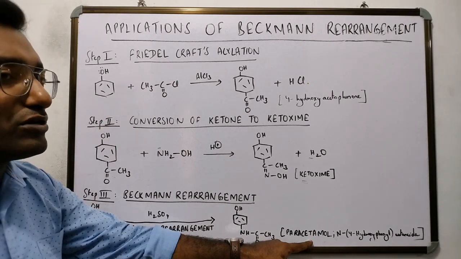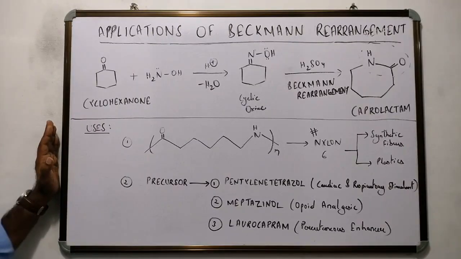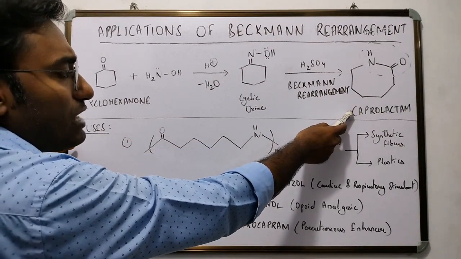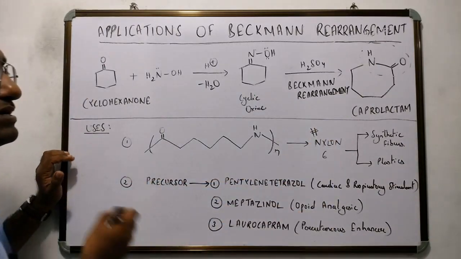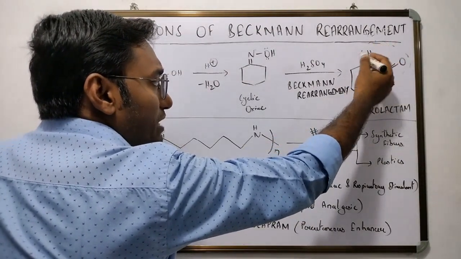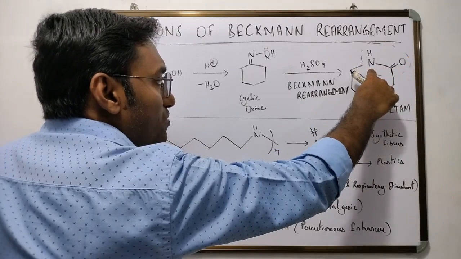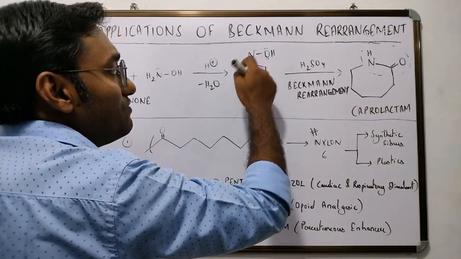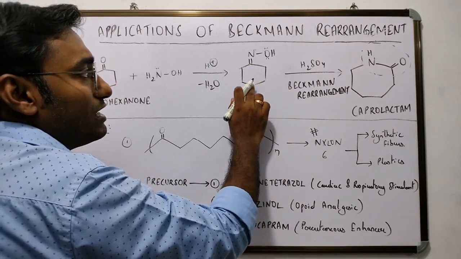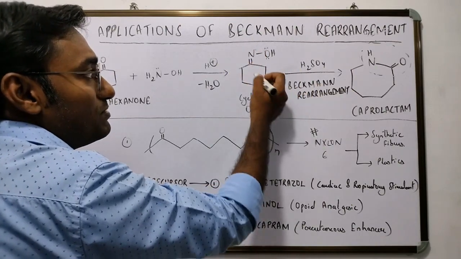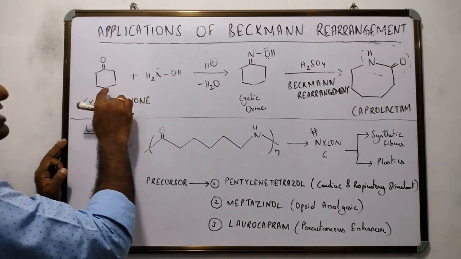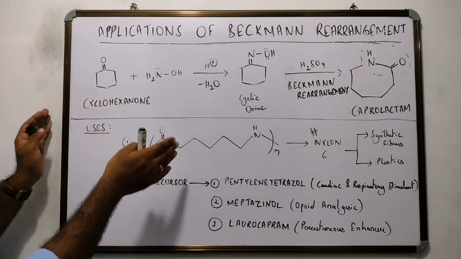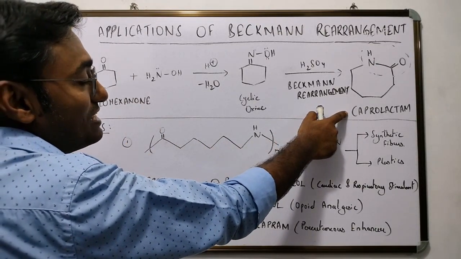Let us now look at the second importance of Beckmann rearrangement. The second application of the Beckmann rearrangement is the synthesis of caprolactam. Caprolactam is a 7-membered lactam or a 7-membered cyclic amide. To make this 7-membered cyclic amide, in which nitrogen forms a part of the ring and is the first member of the ring, we need to start with a 6-membered cyclic oxime in which nitrogen is not a part of the ring. And to make this 6-membered cyclic oxime, you need to start with a 6-membered cyclic ketone. For all obvious reasons, you have to start with cyclohexanone so that you get caprolactam, which is a 7-membered cyclic amide.